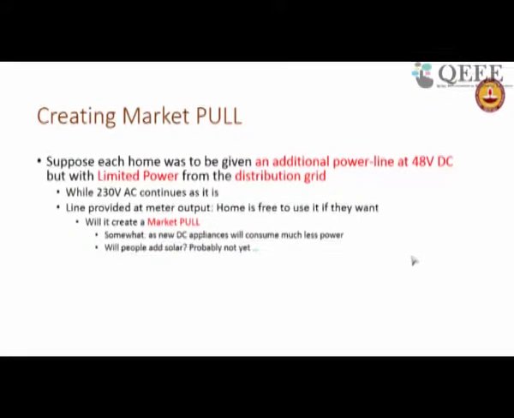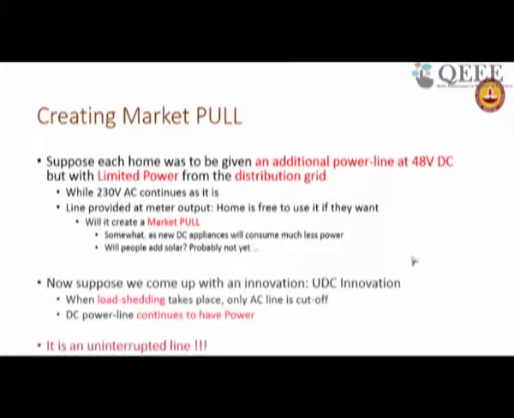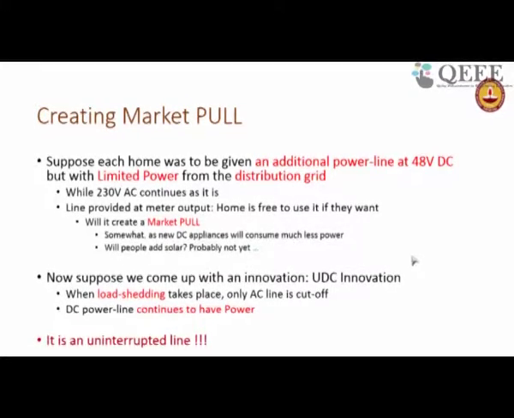You can now put more energy efficient lights and fans and things like that, do some cabling and put that. So it does create a little bit of pull, but not that strong a pull. Why? Because yes, it is there, so I can use it, but why should I use it? Now suppose I do one more thing, and that's where UDC takes place. Whenever load shedding takes place, and when does load shedding take place? Whenever supply is less than the demand.